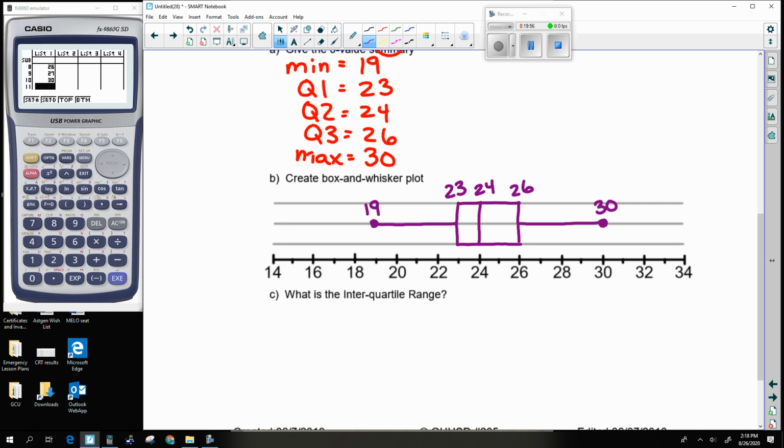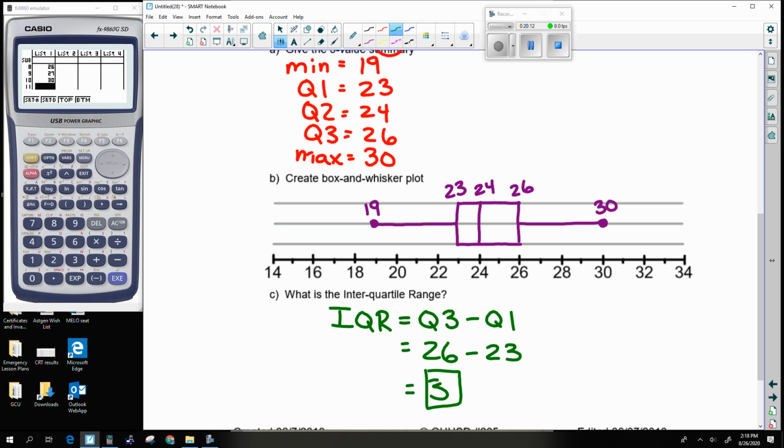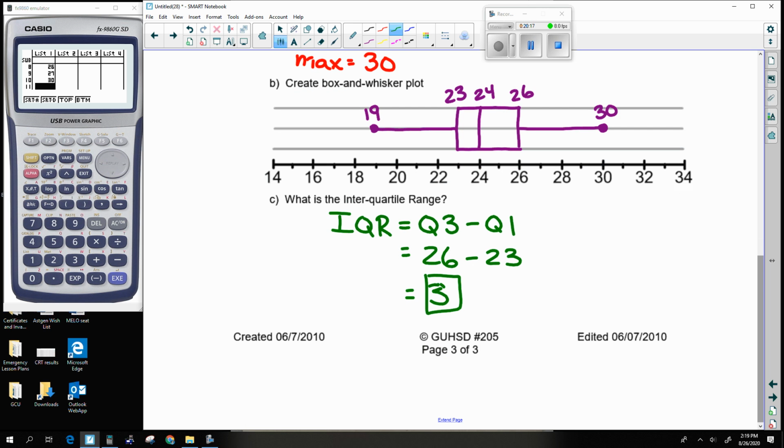What is the interquartile range? The interquartile range is the biggest quartile, and that's quartile 3, minus the smallest quartile, that's quartile 1. So quartile 3 minus quartile 1 is 3. There, that's it.